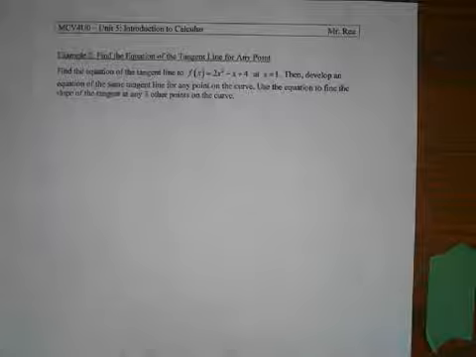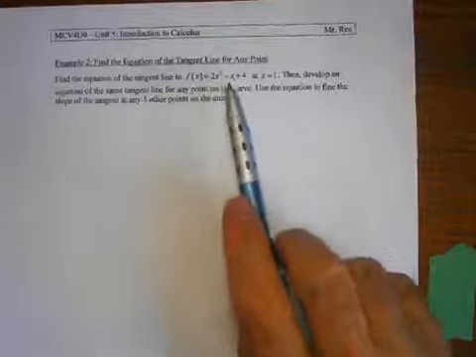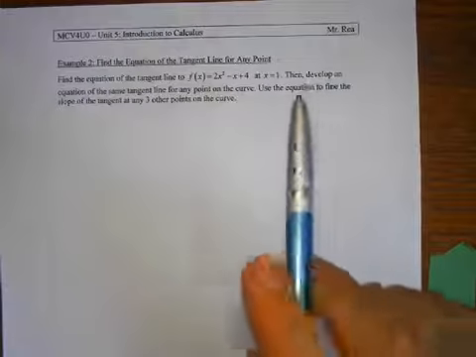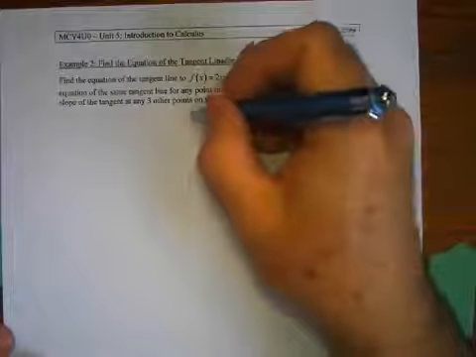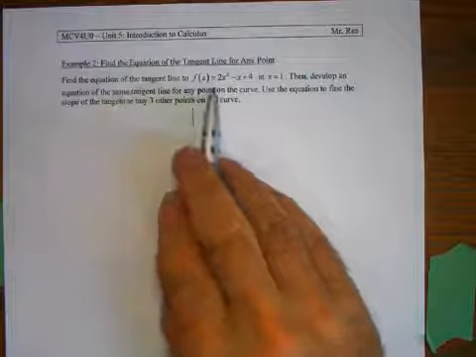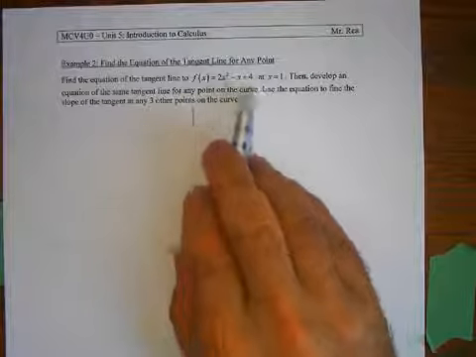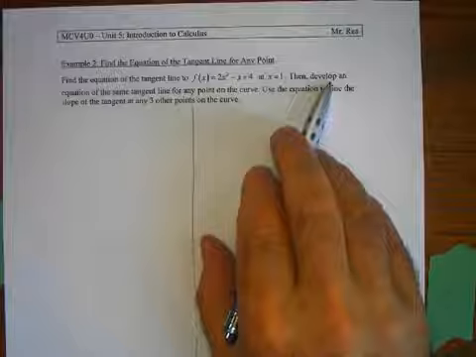Okay, so we're going to do one final example here for this lesson. We're going to take a slightly more complicated function, still a quadratic, but not just x squared. It's 2x squared minus x plus 4. We're going to do this two ways. I'm going to draw a line down the middle of the page because it says find the equation of the tangent line of this at x equals 1, then develop an equation of the same tangent line for any point on the curve. So we'll talk about how that works.